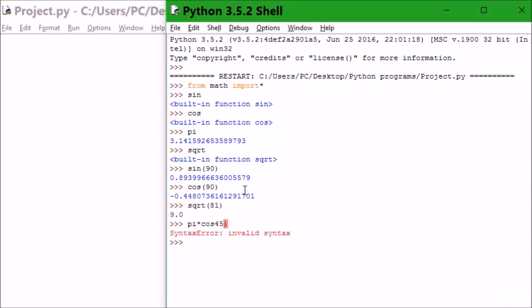Syntax error. What happened, guys? Pi, I left this bracket open, I didn't close it. Multiply by cos 45. So it's cool.